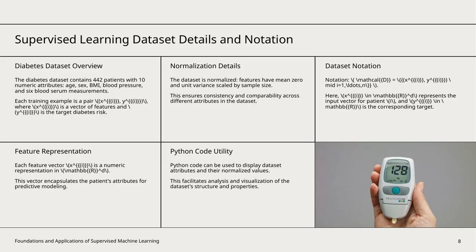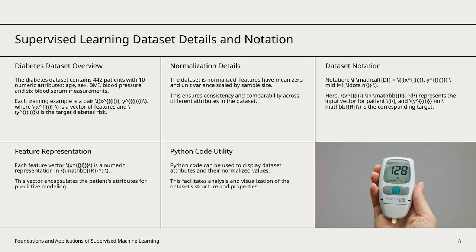The feature vector, which we denote as x to the power of i, contains the patient's attributes, while the target, y to the power of i, indicates their diabetes risk. To make the data more consistent and comparable across different attributes, the dataset has been normalized. This means that each feature has been scaled to have a mean of 0 and a standard deviation of 1, adjusted by the sample size. This normalization is important because it helps us avoid biases that could arise from attributes having different scales or units.